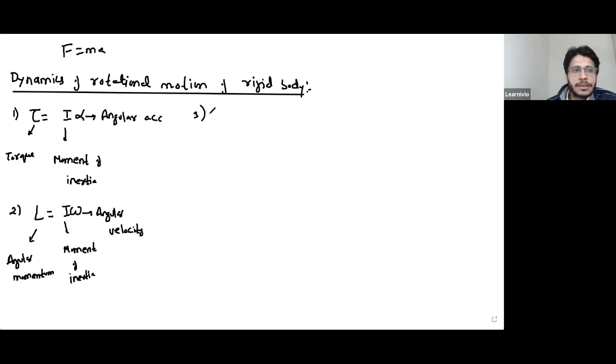After torque and angular momentum, next is work done. You can write work done as tau dot theta. Like, you know, work done is F dot S, dot product of force and displacement. Instead of F dot S, you will use tau dot theta, where tau is torque and theta is angular displacement.